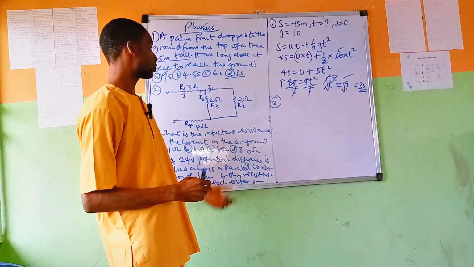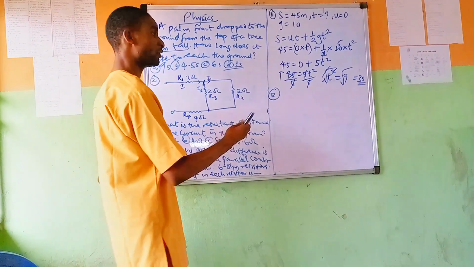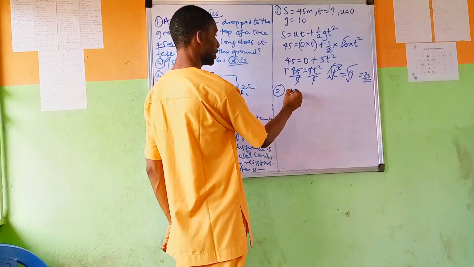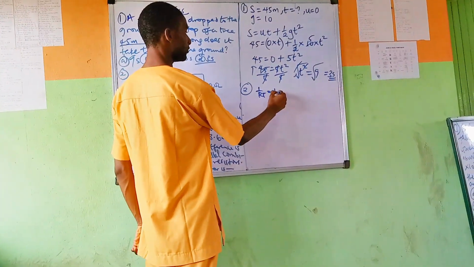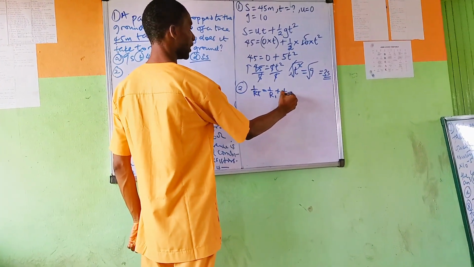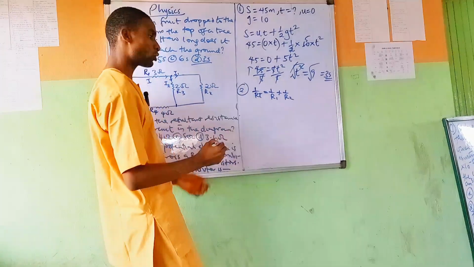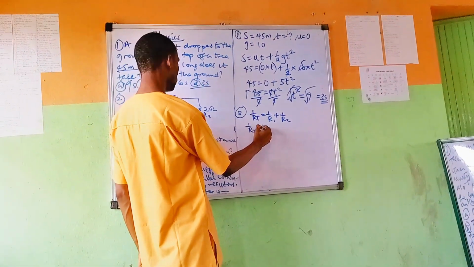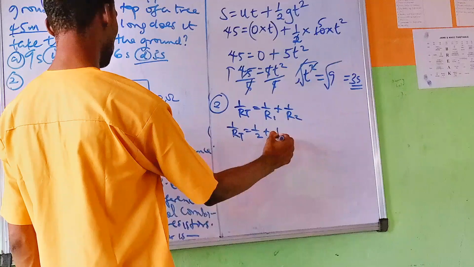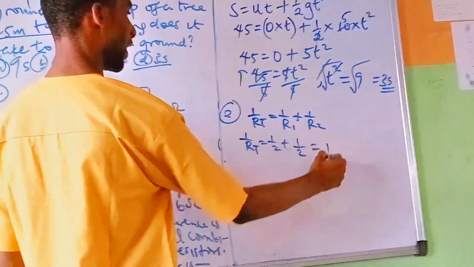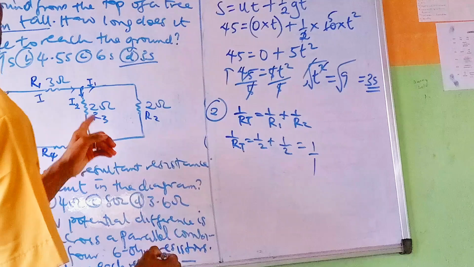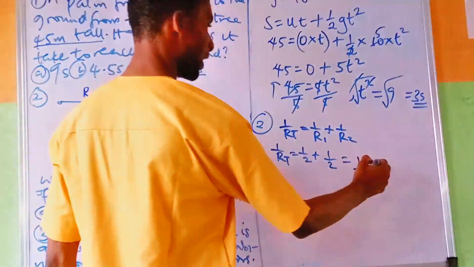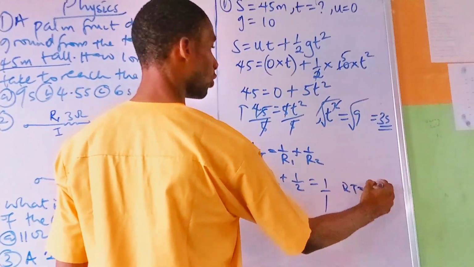So let's sort out this parallel, and the formula for parallel resistance is 1 over R total equals 1 over R1 plus 1 over R2. So for us to get this, it's going to be 1 over R total equals 1 over 2 plus 1 over 2. And that will be 2 over 2, that is 1. That is half plus half is 1. So that means your R total is 1 ohm.